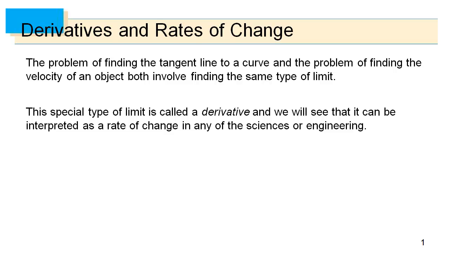Welcome to our discussion on derivatives and rates of change. As we've discussed before, we know that the problem of trying to find the tangent line to a curve and the problem of trying to find the velocity of an object both involve finding the same type of limit. And this special type of limit that we've been dealing with, we're now going to call a derivative. And we'll see that it can be interpreted as a rate of change in many sciences and engineering.